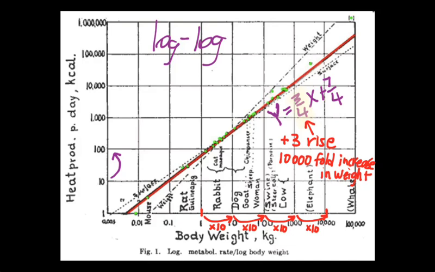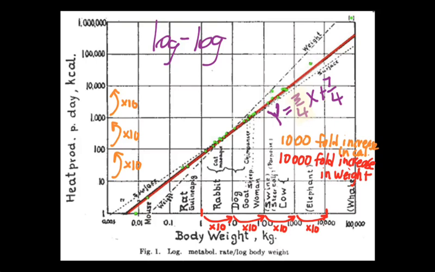And likewise in the vertical direction. In the vertical direction we have a rise of 3, which corresponds to an increase by what factor? Again, because each one of those units is a factor of 10, 3 of them is a factor of 10 to the 3rd power, so 1,000-fold increase in calories.